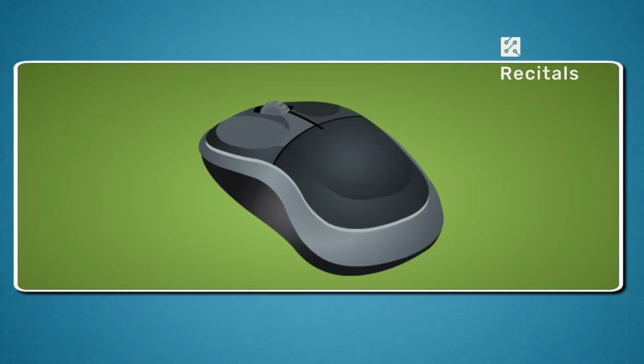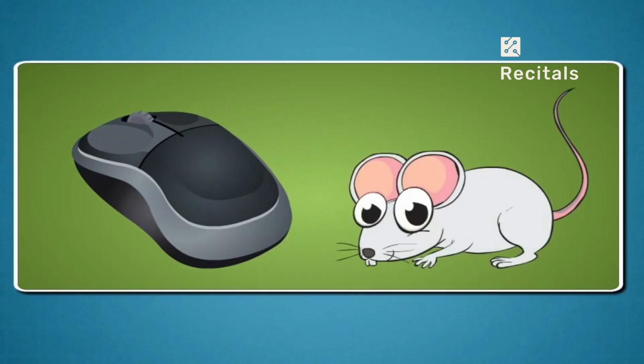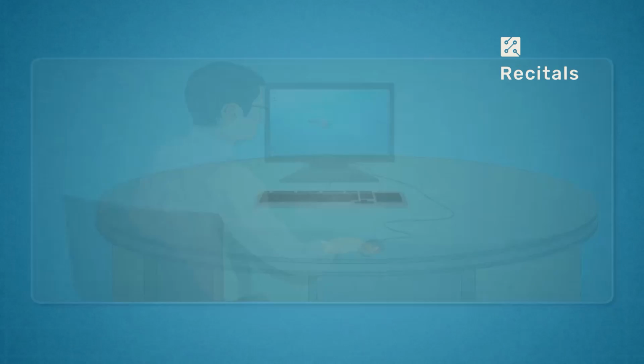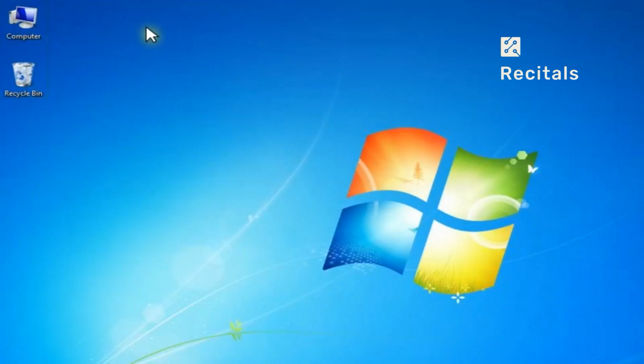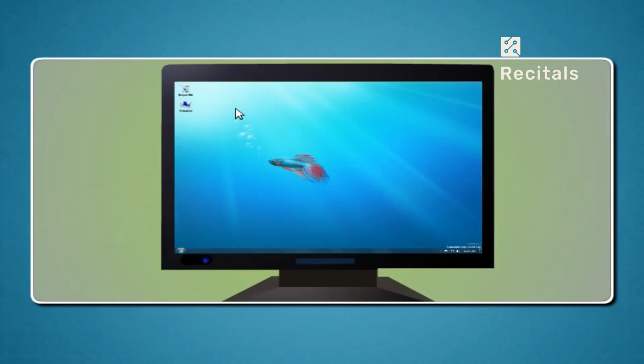Now, see this mouse. It is called mouse because it holds the shape of a real mouse. It is interesting how we use a mouse. It needs more skill than using a keyboard. We use mouse to point to and interact with items on our computer screen. Mouse is a pointing device.